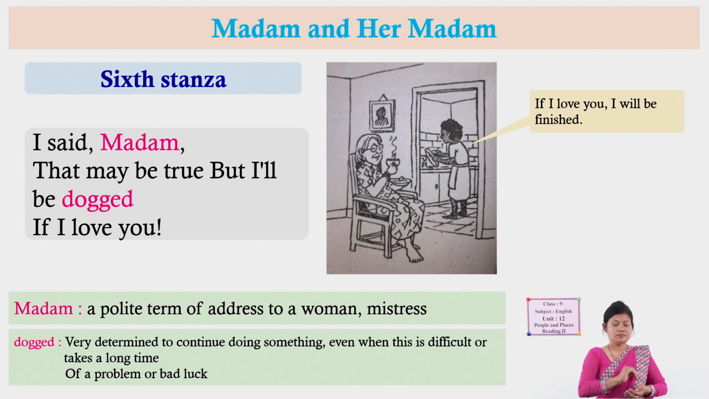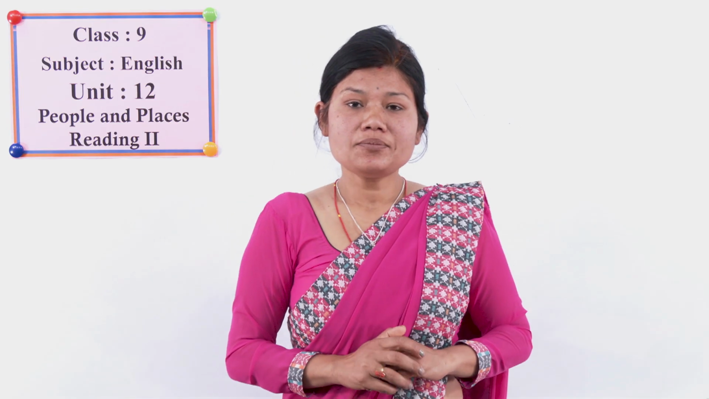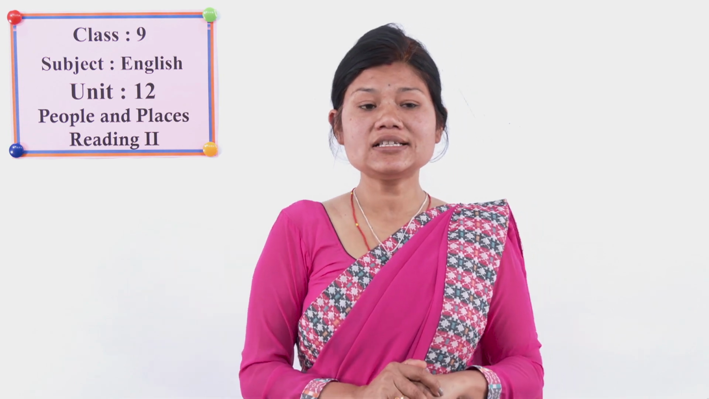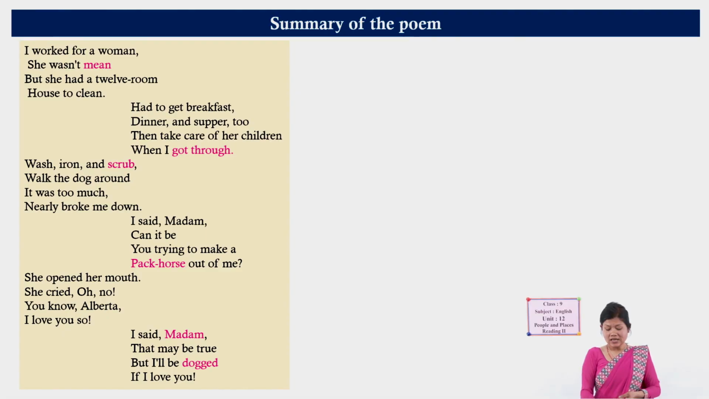So, what is problematic here for Alberta? Her madam's love. In response to her madam's love, she cannot love anymore, because to love means to serve her continuously, beyond her capacity. I hope you understood the poem. Now, let us summarize it. This is the poem's content, you have gone through this. And what does it mean? What is the gist of this poem?